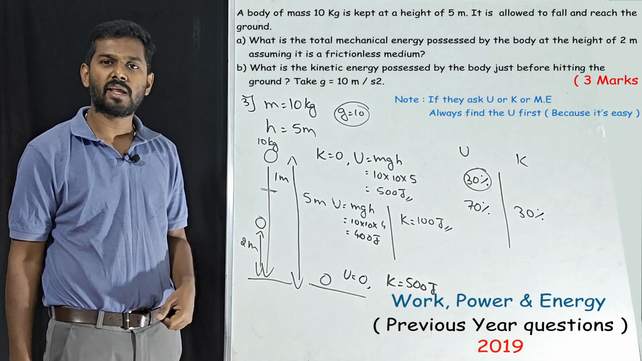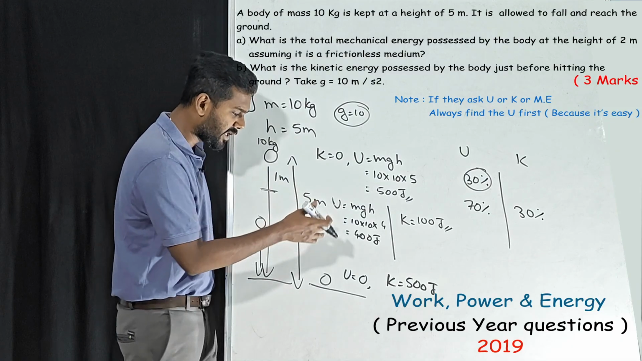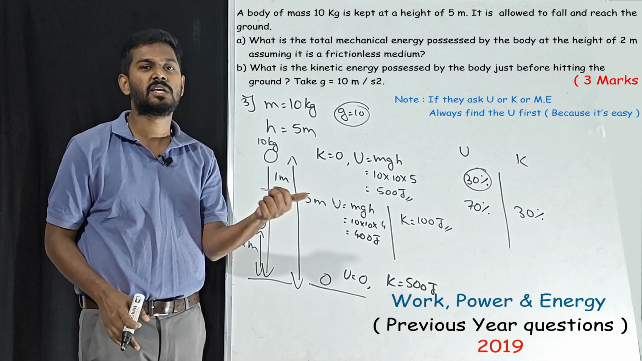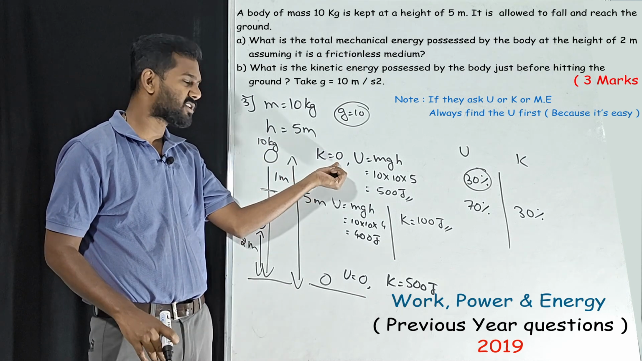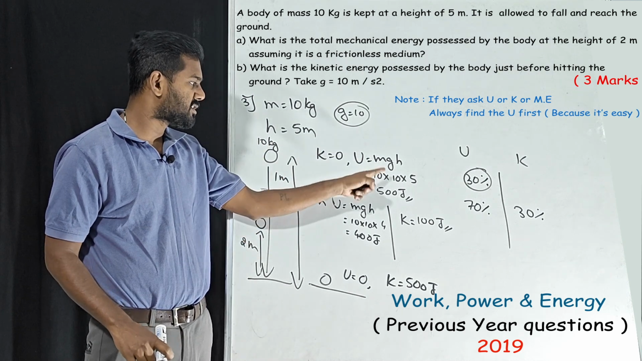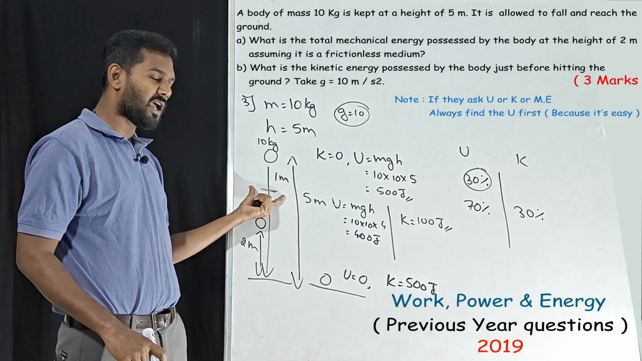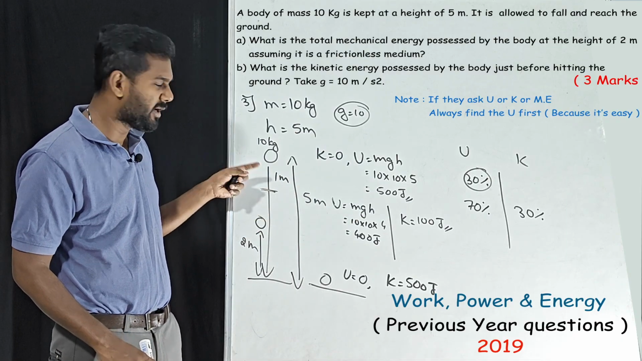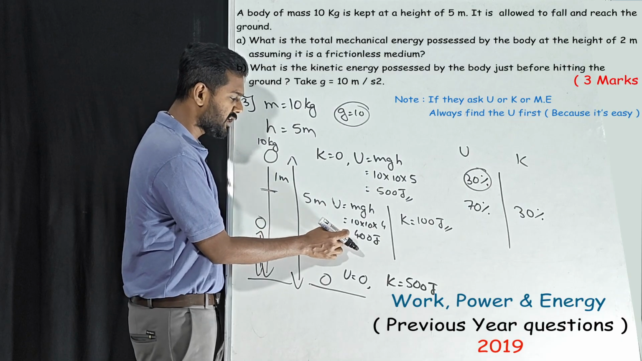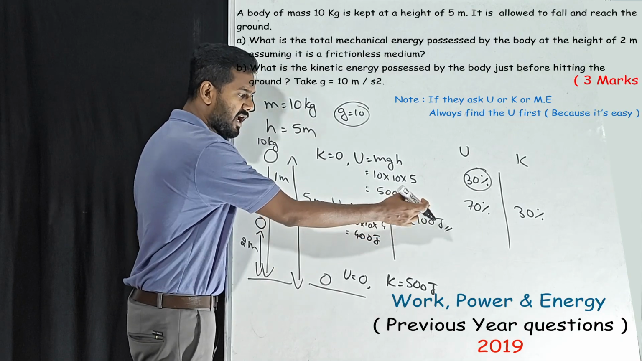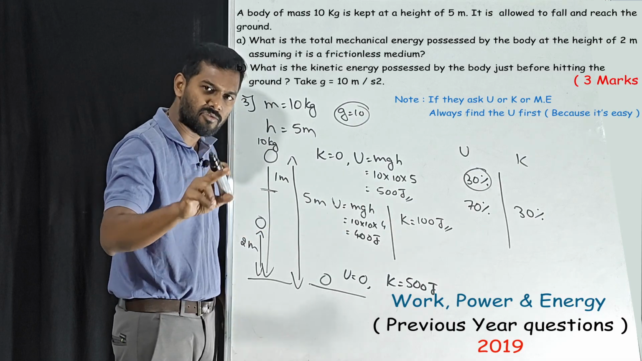So what is the mechanical energy? Very simple, you can take any point. You will always go for the first point only because it is easy to calculate. First point, what is the kinetic energy? 0. Potential energy 500. 0 plus 500, 500 joules. Second point, assume it has covered 1 meter. Now what is the potential energy? We calculated, right? For this remaining height, that is 400. Kinetic energy 100. 400 plus 100, again 500.